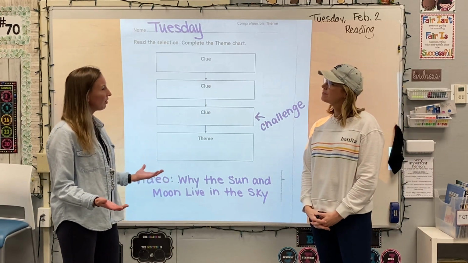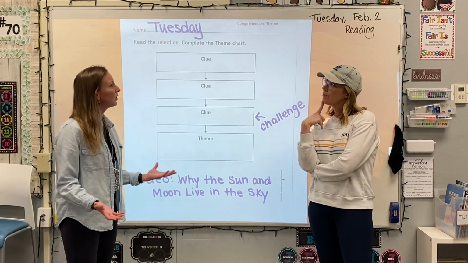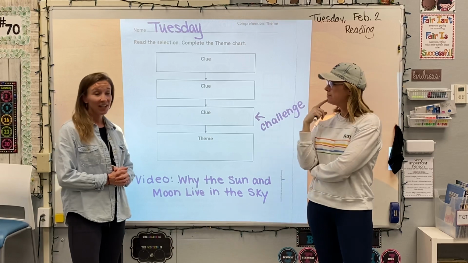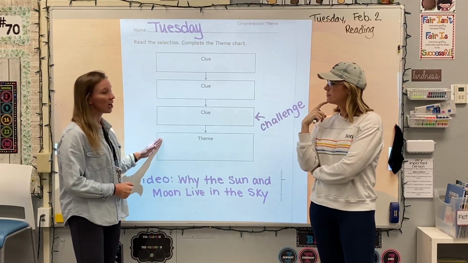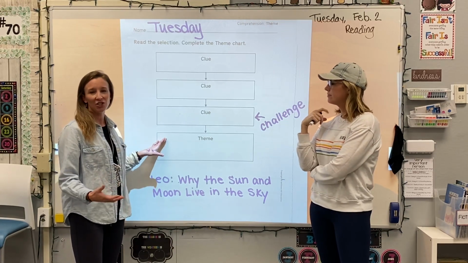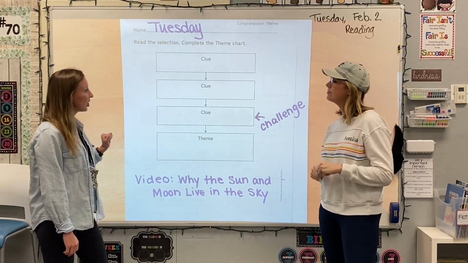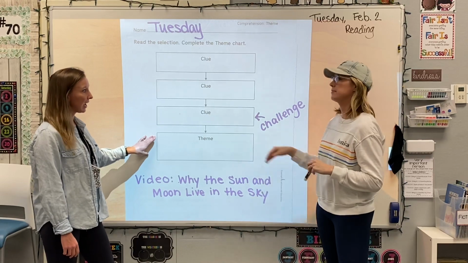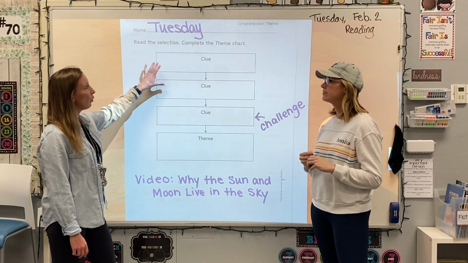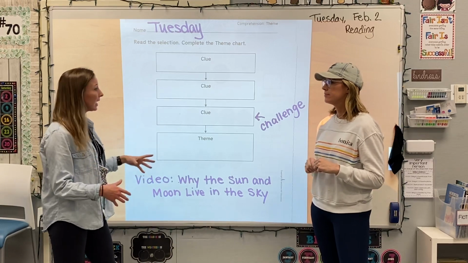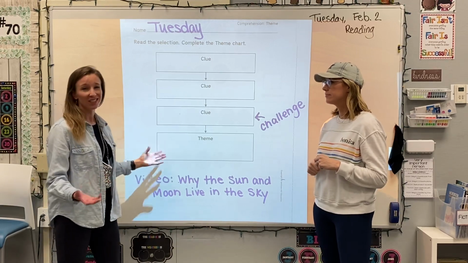Do you remember what theme means? We talked about it a little bit earlier this year. I believe it means the message of the story. Right? There's a message that the author is trying to give to the reader to teach them about something. So we are going to be sharing what the theme of our story is today and trying to figure out what all the clues are in the story. What is going on in the story and what does the author want to teach us?